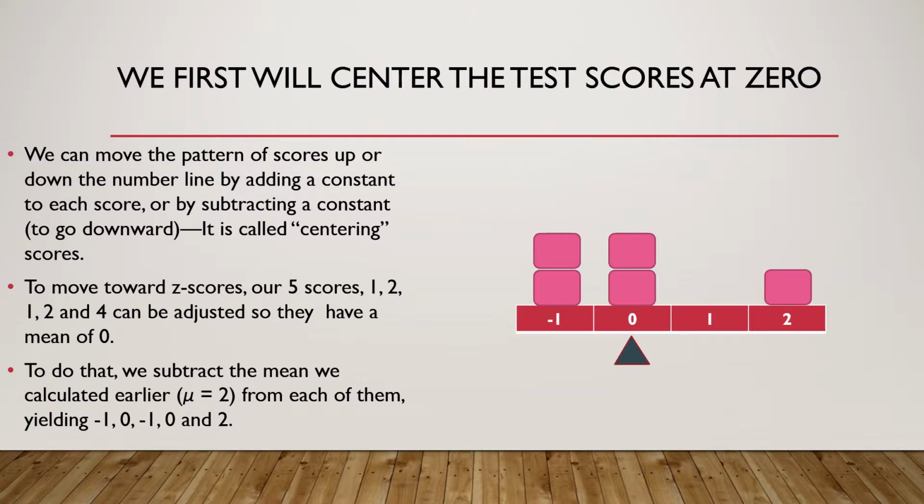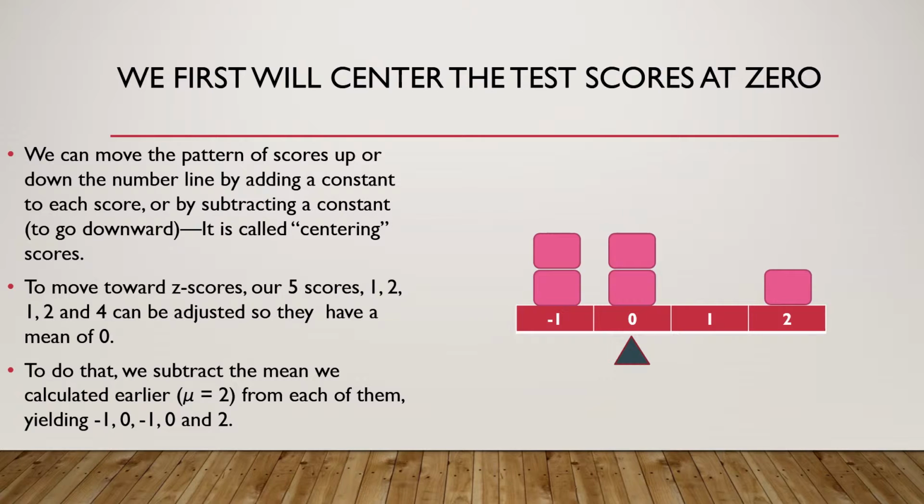z-scores. So we can do that, and we can move the entire pattern of scores up or down the number line by adding a constant to each score or by subtracting a constant. And this is called centering the scores. In this case, we want to center the scores at 0, although there are sometimes reasons that we might want to center the scores at a different point in the number line.